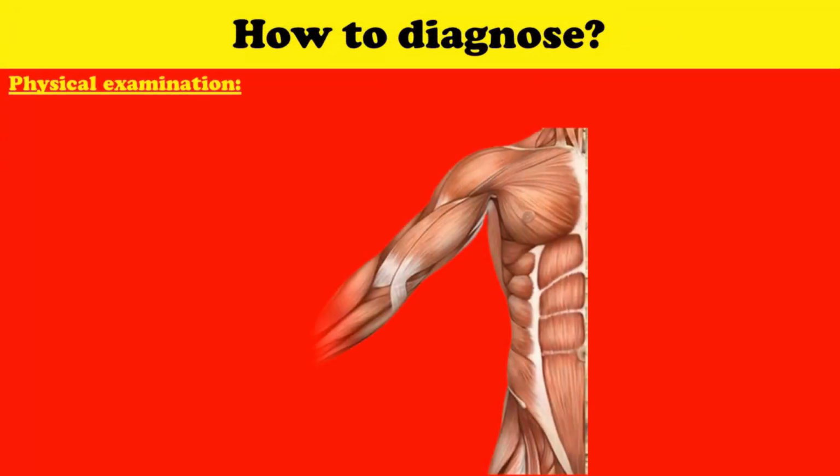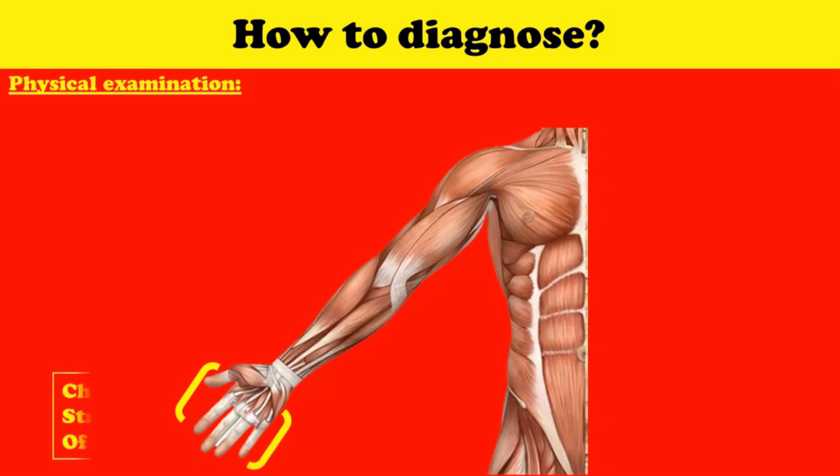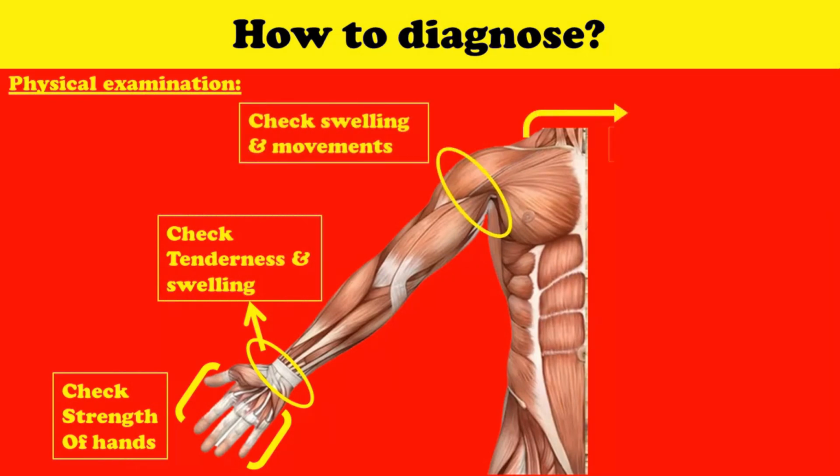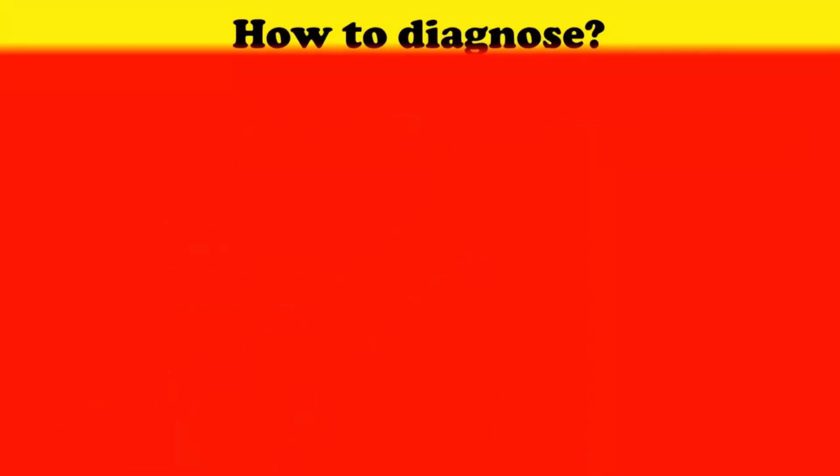After the medical history, your physical examination is done. First of all, you are asked to check the strength of the hands, then the inflammation in the wrists, shoulders, and neck is checked, where the sensation of pain is felt by pressure.